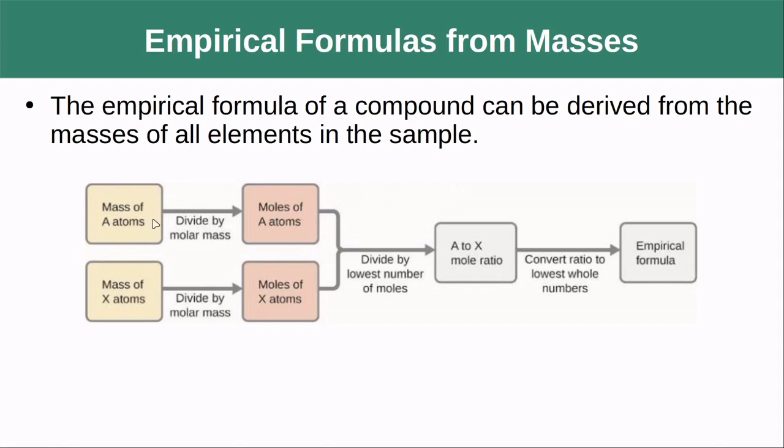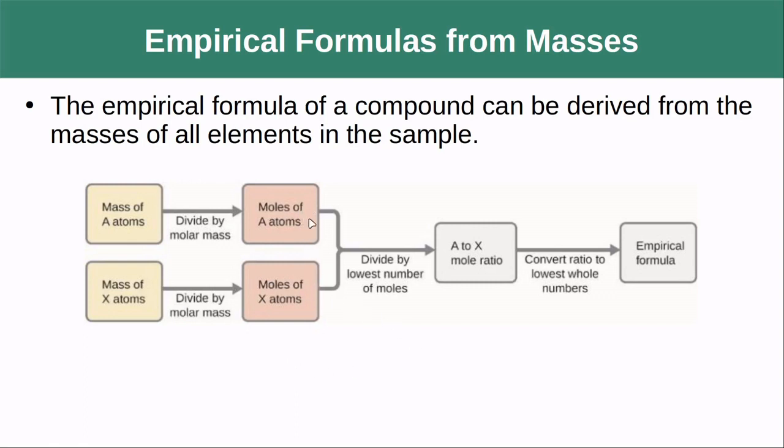We'll start with the mass of one particular atom, and we'll have the mass of another particular atom. Here I'm calling them A atoms and X atoms. We divide by the molar mass, which we know is going to give us the moles of atom A and the moles of atom X. Next, we have to make a decision.